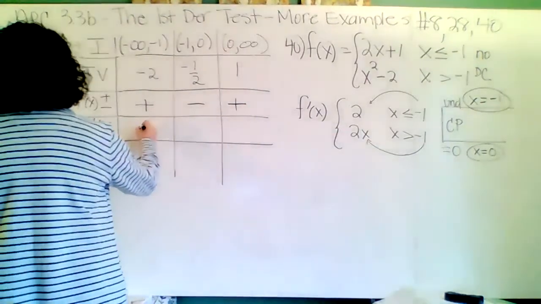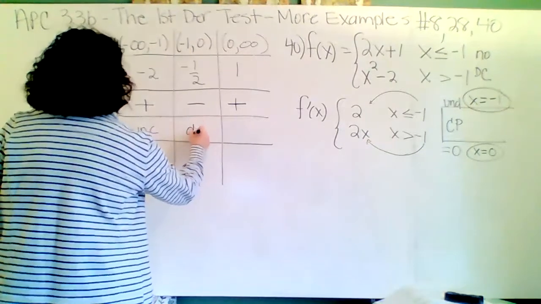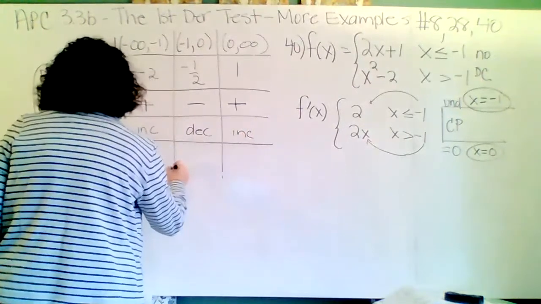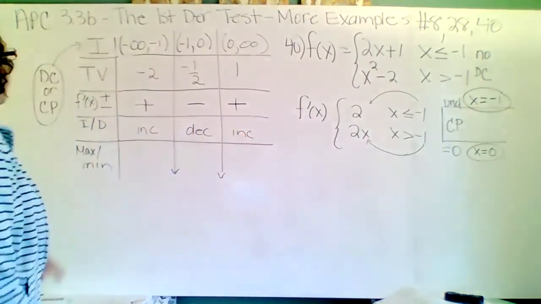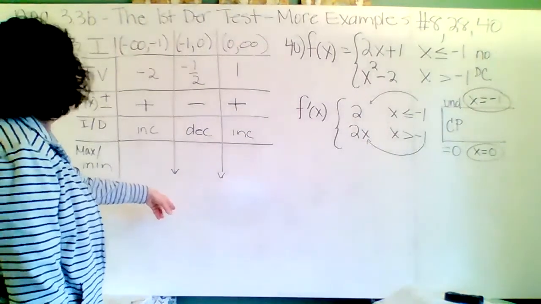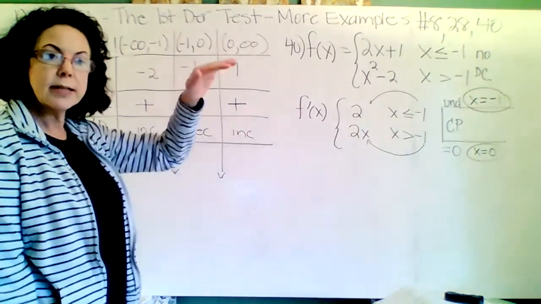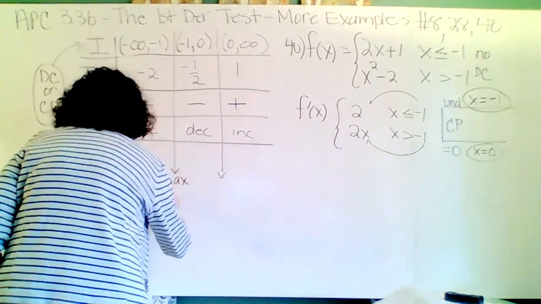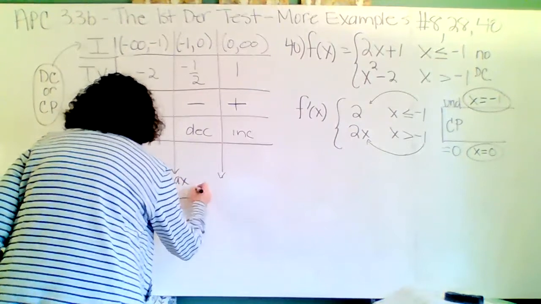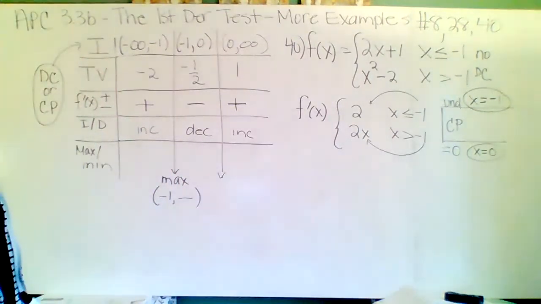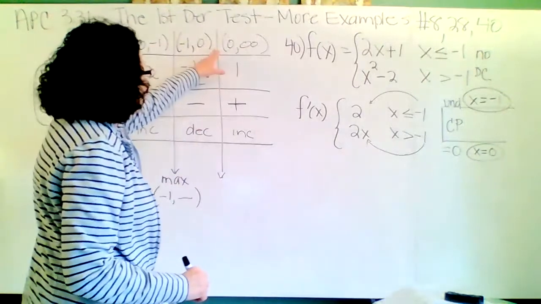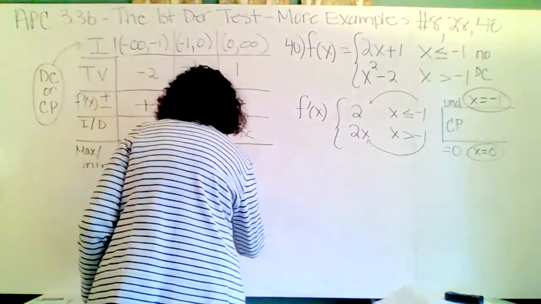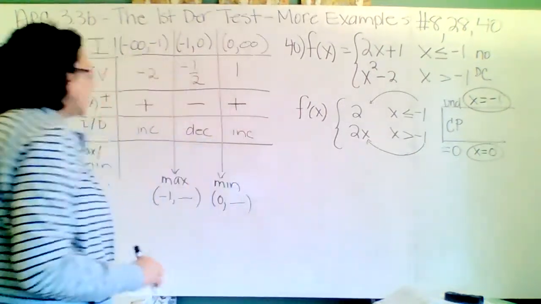So notice we have increasing, decreasing, and increasing. Let's see if we can find any max or mins. At -1, we found that it was increasing on the left, decreasing on the right. That's a maximum. And what is that point? At -1, we'll find the y value in a moment. Where x is 0, decreasing, then increasing, that's a minimum. And that's at 0. Let's find where that's happening.